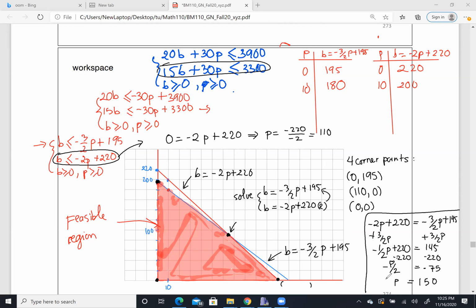And then substitute p into any equation here. You will have b equal to negative 2 times 150 plus 220. So negative... no, that's something wrong.